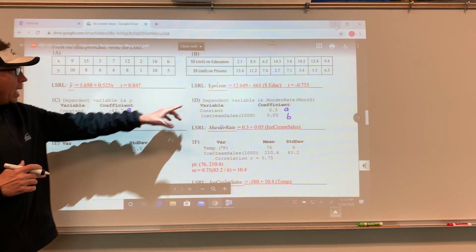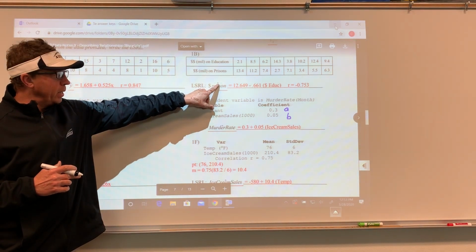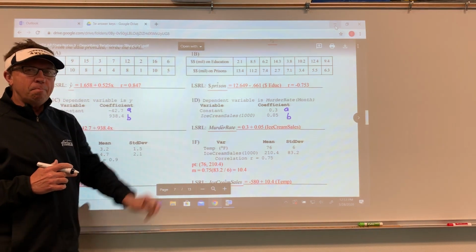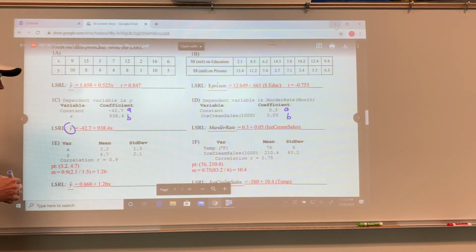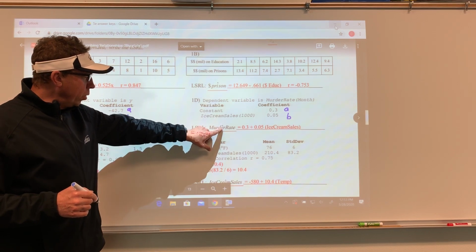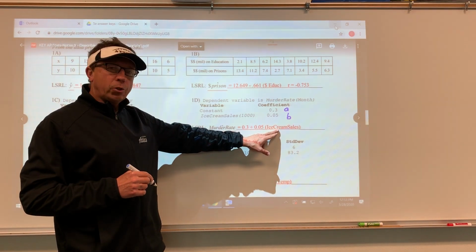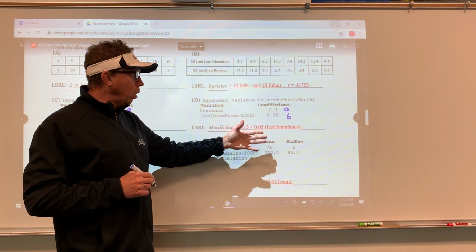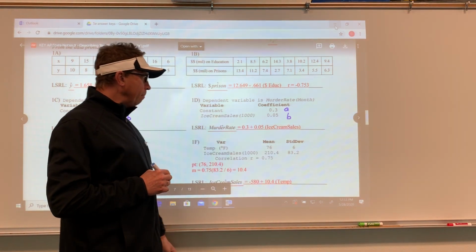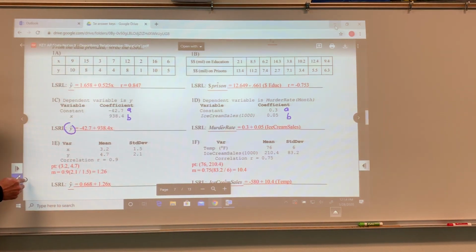Okay, that's why there's a hat here. Predicted amount of money spent on prisons in millions. That symbol needs to be there to be mathematically correct. Okay, and as you can see on this one, predicted murder rate is 0.3 plus 0.05 times ice cream sales. A strange correlation that we can go into some other time. Okay, real easy. All right, now let me slide up the next ones.